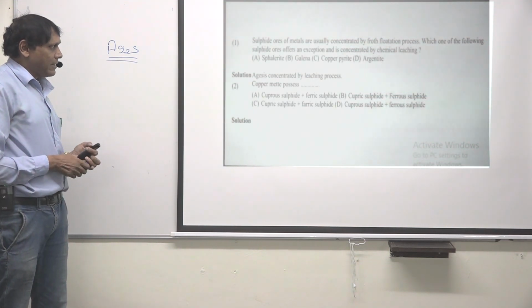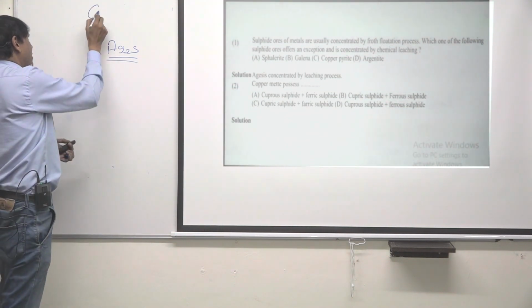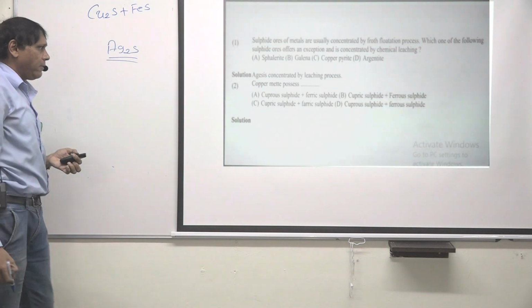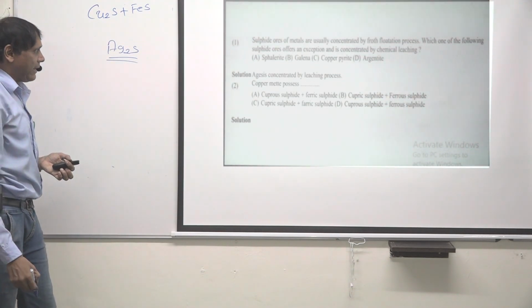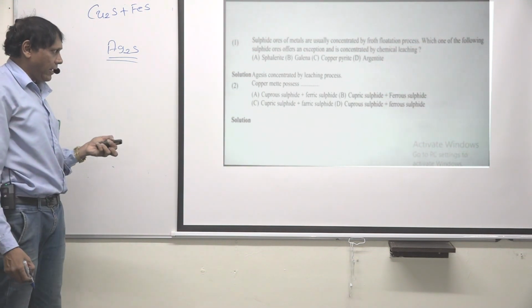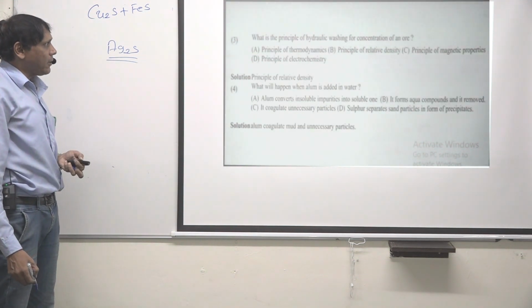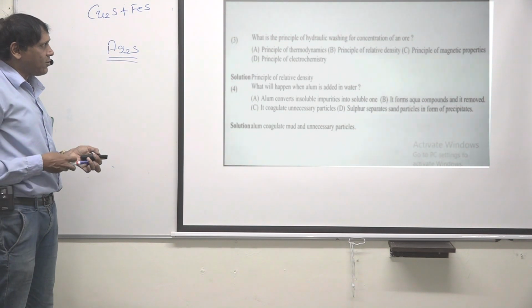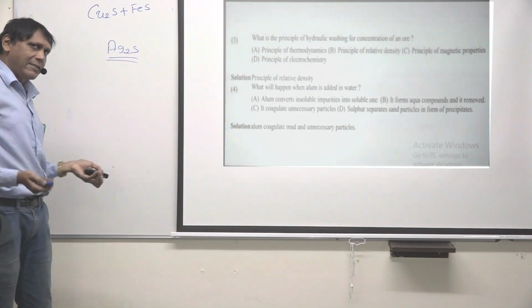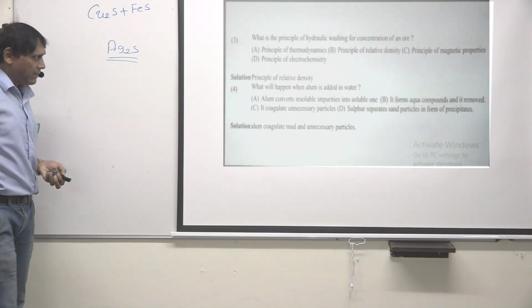Copper matte possesses... now we know the copper matte formula is Cu2S plus FeS. So we can see that cuprous sulfide and iron sulfide are found, so the answer is on that basis. What is the principle of hydraulic washing for the concentration of an ore? The principle of relative density, that is a textbook-based answer.